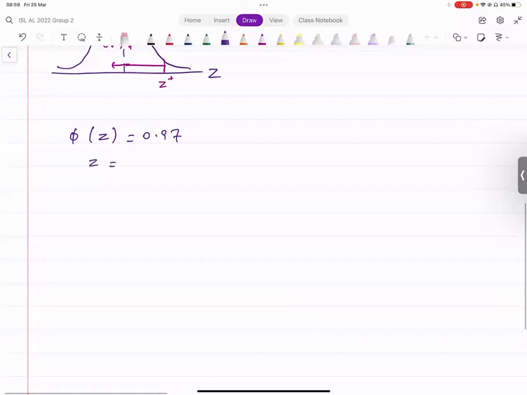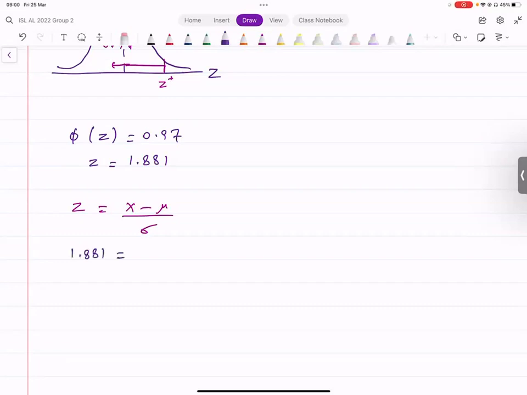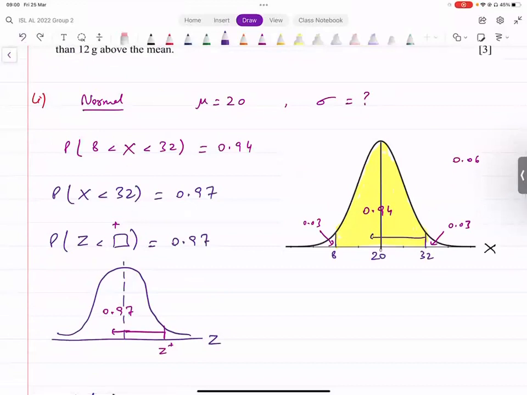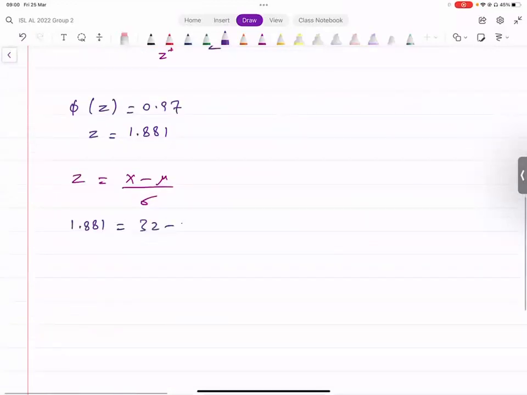I'm going to write that here, 1.881. Z equals x minus mu over sigma. 1.881 equals x. X का क्या यहाँ पे आ रहा था, 32. 32 minus the mean was 20 divided by sigma. You get your standard deviation from here. ठीक है, क्या आता है, 6.380. So that's your standard deviation, 6.38. ये हमें figure out करनी थी यहाँ पे.